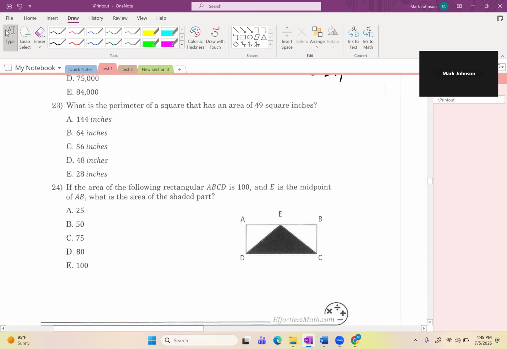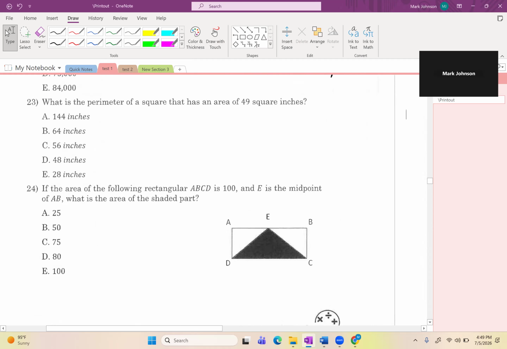Okay. Kale, what is the perimeter of a square that has an area of 49 inches? Okay.